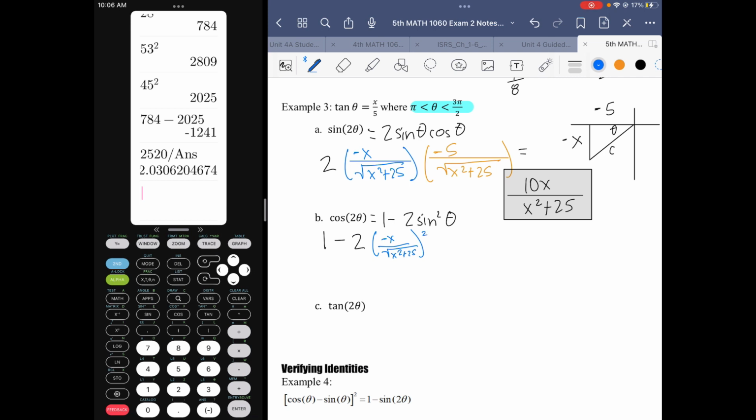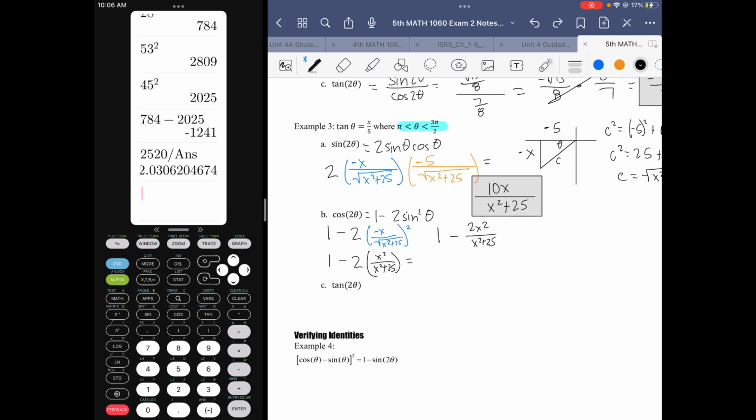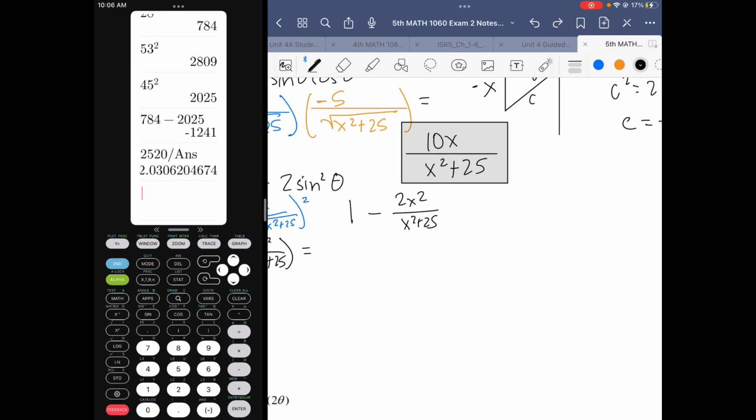Okay. So this gives us 1 minus... negative x squared would give us x squared. And the square root of x squared plus 25 squared, those are inverses, so that's just going to give you x squared plus 25. Well, then that gives us 1 minus 2x squared over x squared plus 25. You could leave it here, but I don't think you need to find tangent in just a second, so it's a lot easier if you've simplified this a little bit more.